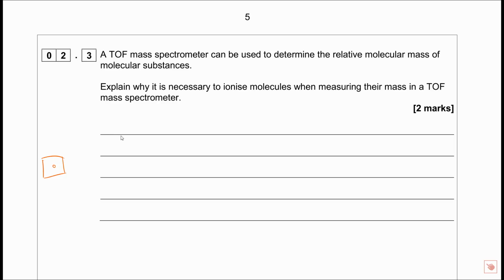So, ions are accelerated, and then I'd make the point that atoms, molecules are not. That'd be my thing. I'd perhaps actually say are accelerated by an electric field. Put a bit of detail in there. It's not going to hurt. So that's going to be your first mark of the 2 here.